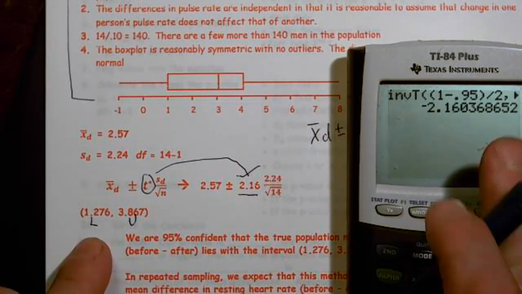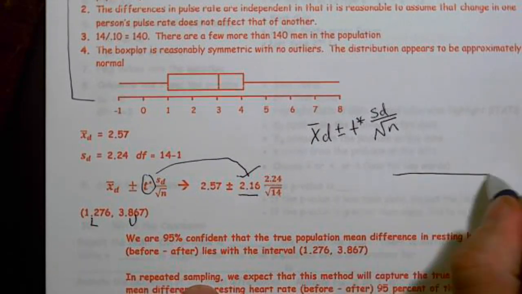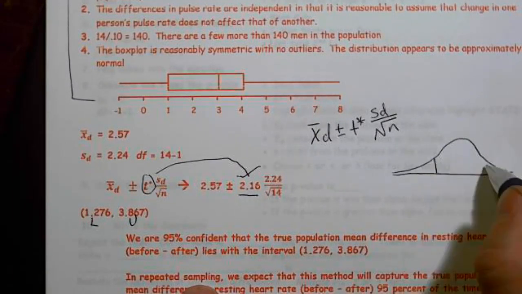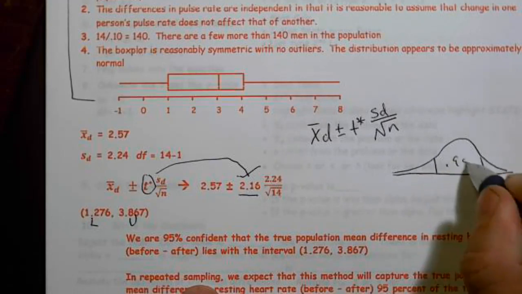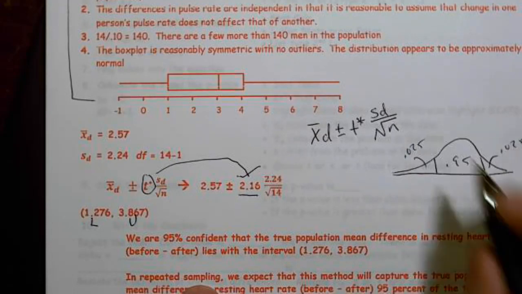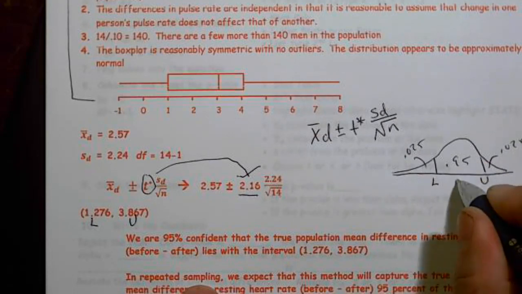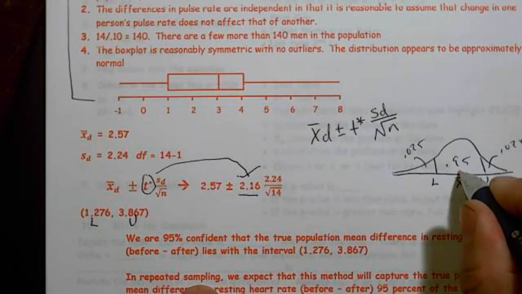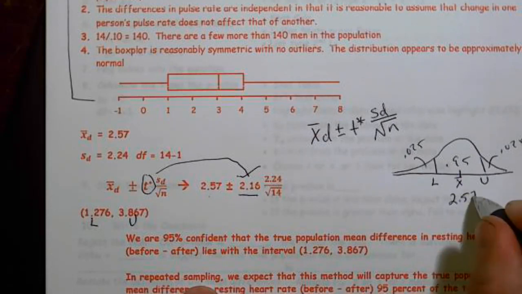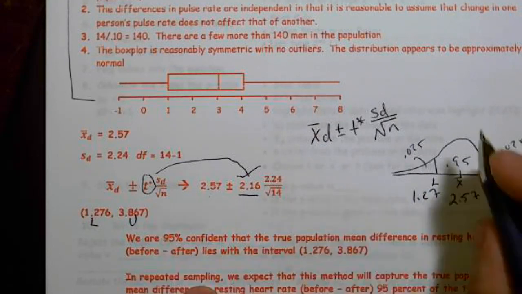All right, so we end up getting these differences in a lower and an upper, and what that means in this case is our confidence interval, which this area right here is 0.95. We have 0.025 in this tail and 0.025 in this tail. And this marks my lower bound, and this marks my upper bound. And my X bar is always in the center. And my X bar happens to be 2.57. And then my lower bound was the 1.27. And my upper bound is 3.86.